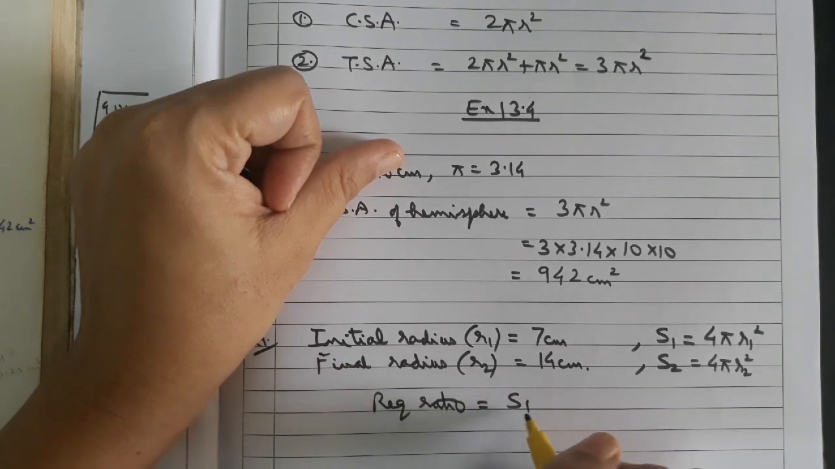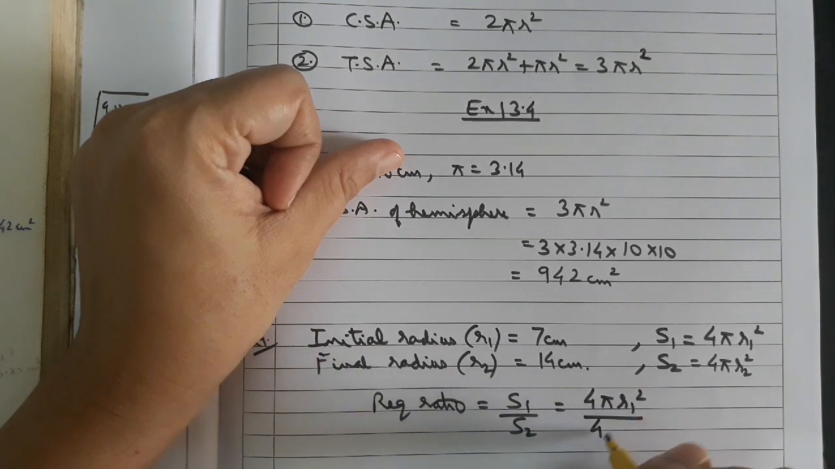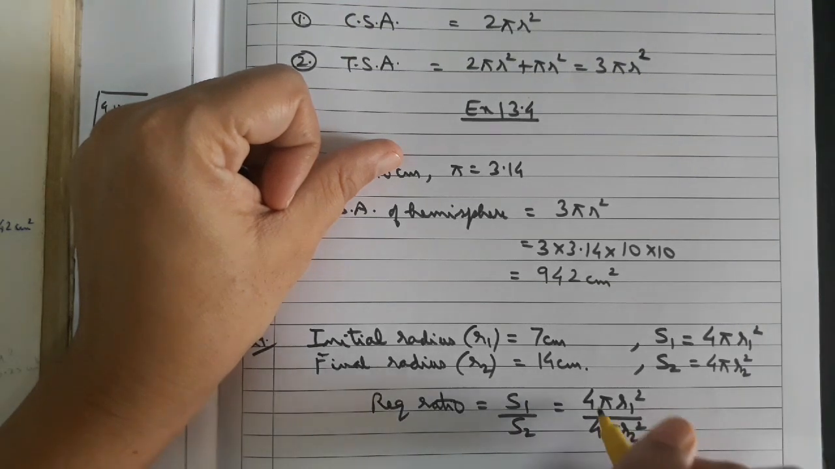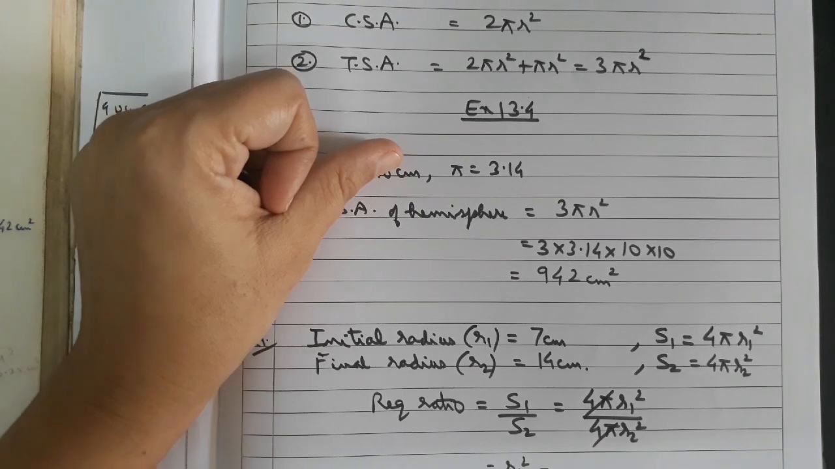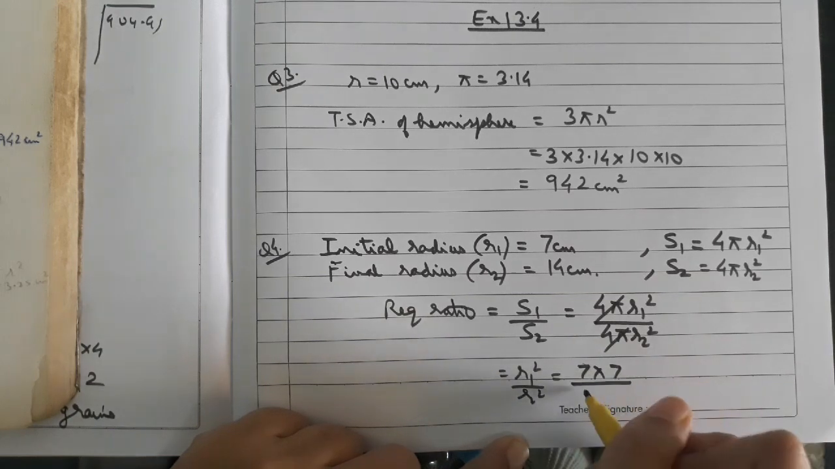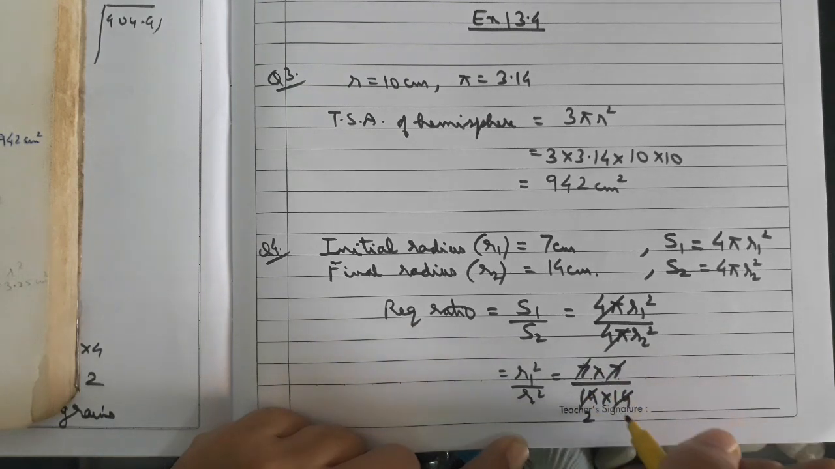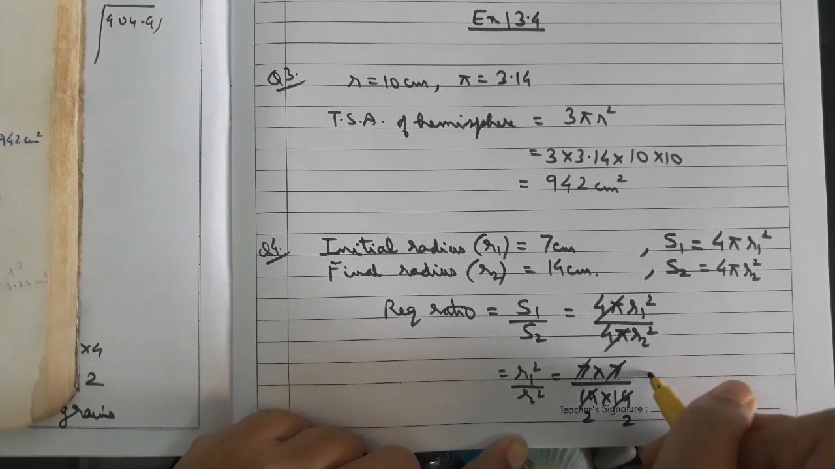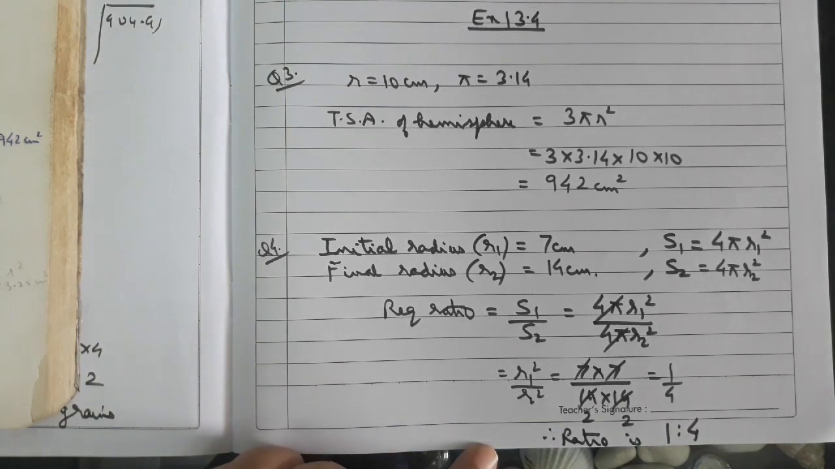Now we have to find out the ratio of these surface areas. So the required ratio would be S1 by S2, which would be 4 pi r1 square upon 4 pi r2 square. 4 pi and 4 pi gets cancelled, so we get r1 square upon r2 square. Now we substitute the values. The value of r1 is 7. So this comes out to be 7 into 7 upon 14 into 14. So 7 ones are 7, 7 twos are 14. So it comes out to be 1 by 4. So therefore the required ratio is 1:4. This is the final answer.